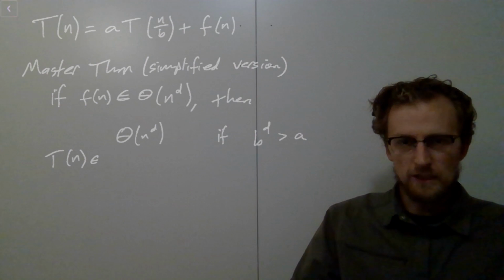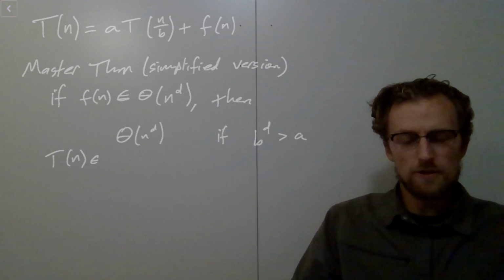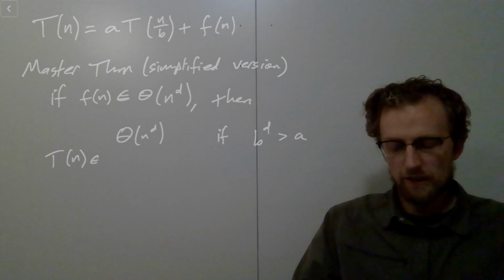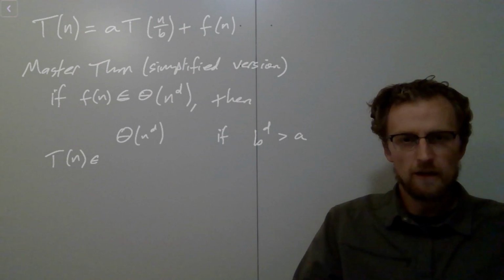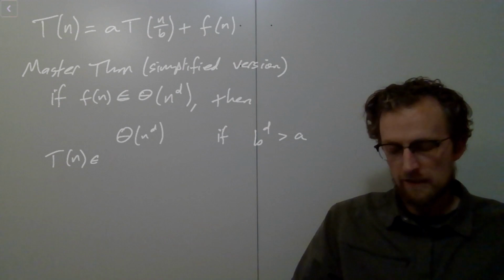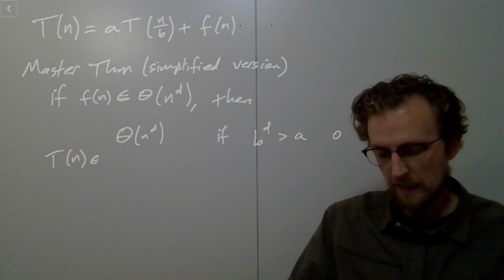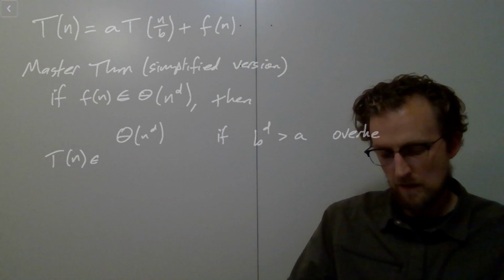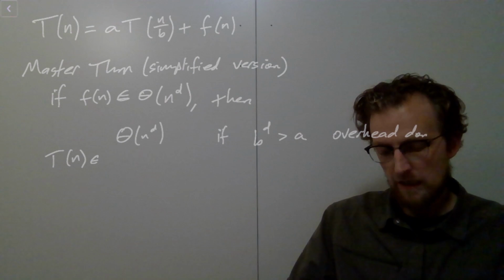This is the case if d is relatively large, in the particular sense expressed by this inequality. And if d is large, that means the overhead is dominating things. So this is the overhead dominant case.